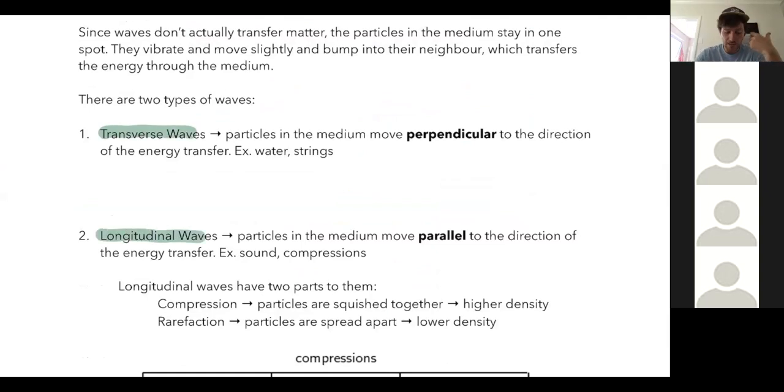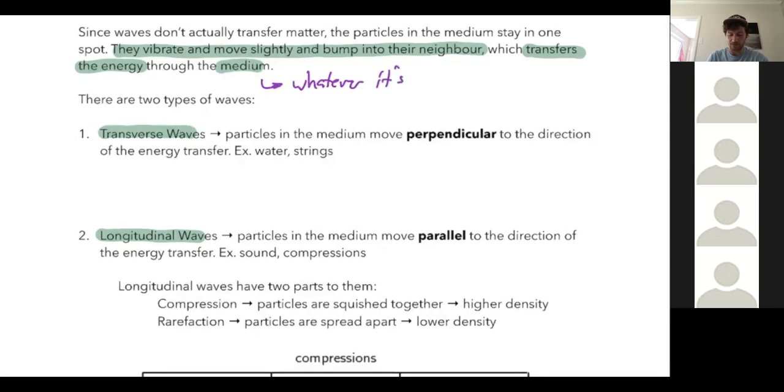And it's really important to recognize here that waves don't move particles, right? I've said this before, it transfers energy. So these particles might actually vibrate and move slightly and bump into their neighbor. That is what transfers the energy through the medium. And when I say medium, I just mean whatever the wave is moving through. So you can have water, right? Water is the medium that a wave moves through. This string is the medium, the material that the wave moves through.